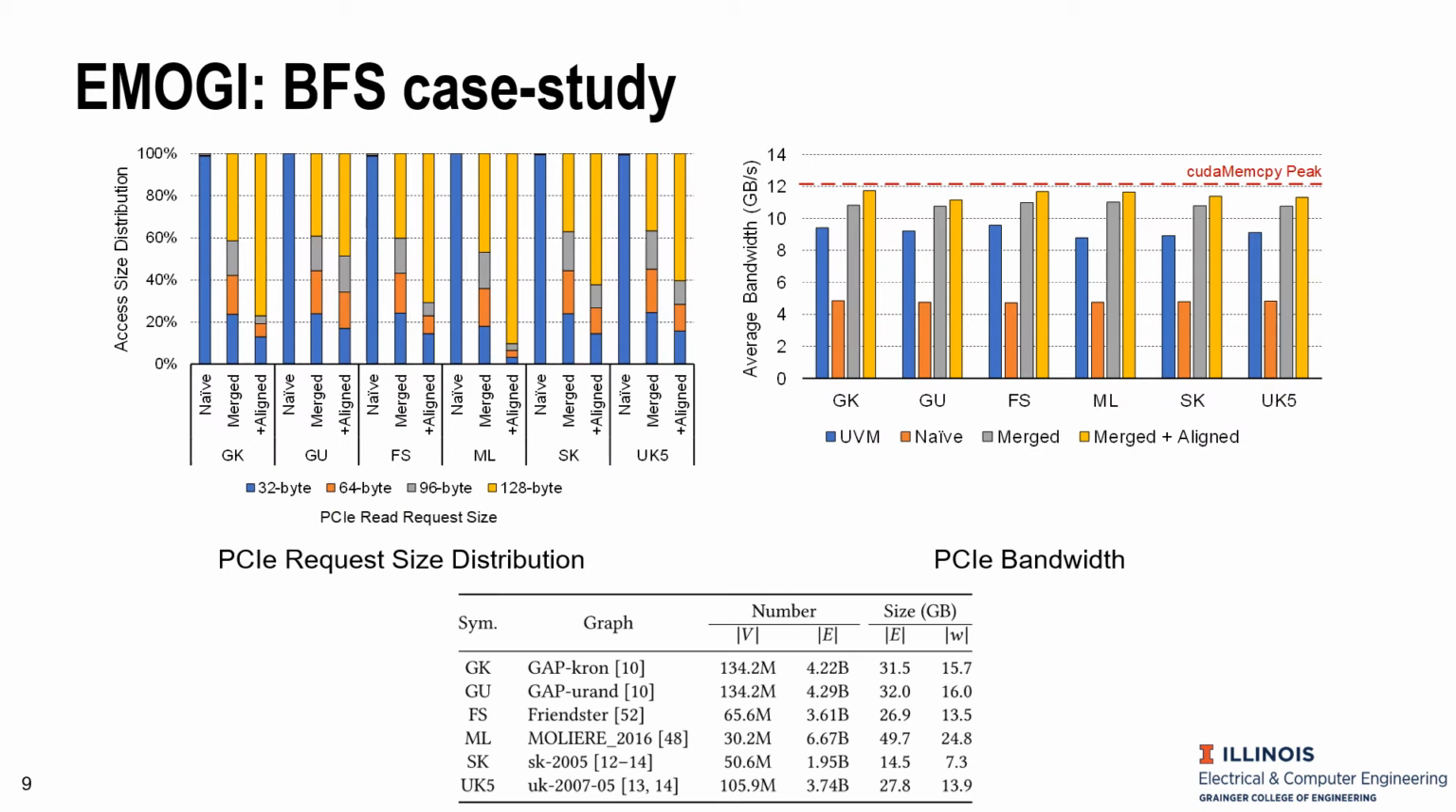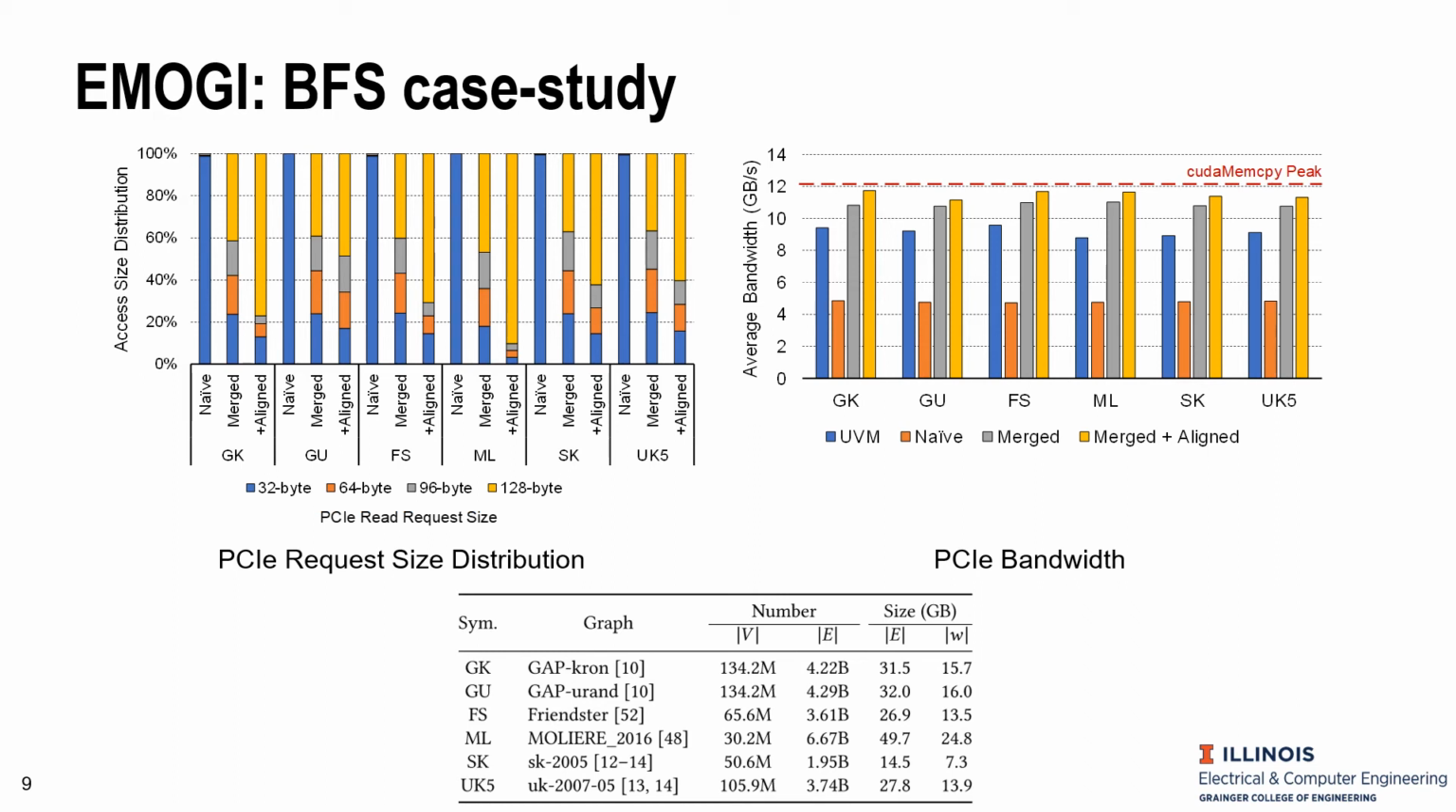To evaluate the effectiveness of our method in detail, we picked BFS as a case study example. The naive implementation is the baseline code without any optimizations. The merge implementation includes the warp grouping optimization for the coalesced accesses, but it does not include the alignment fix optimization. And finally, the align implementation includes both the merging and the alignment optimizations. The UVM method uses NVIDIA's UVM page migration method, which transfers data at page granularity instead of cache line granularity.